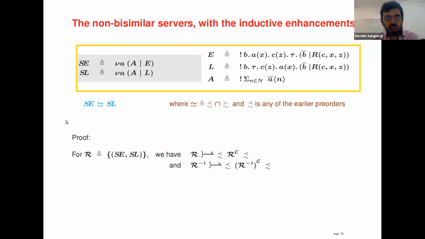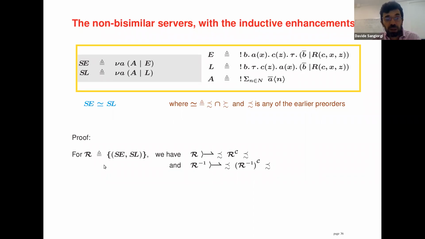I commented before that these systems were not bisimilar. They are, however, equivalent for the equivalence induced by any of the inductive preorders that I've mentioned before. So from trace inclusion to the failure preorder to the ready preorder, all of them. The proof using enhancement is similar to the proof that I've shown at the beginning of the talk for bisimilarity.